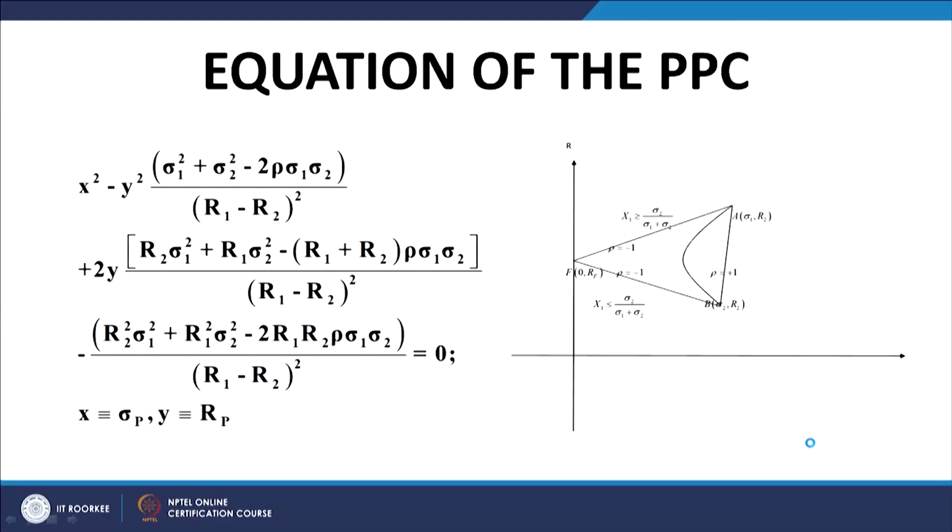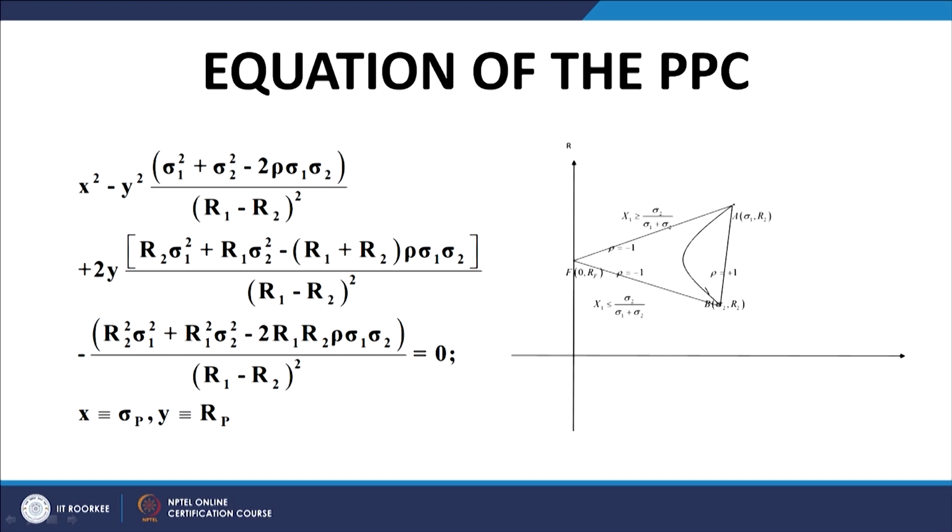It is a slightly extended equation, but this is what the equation is. Now, if you look at it carefully, it represents a hyperbola in risk return space. So, the geometric structure of this curve that we were talking about, the portfolio possibilities curve, is a hyperbola. Of course, you can see it in the diagram as well. This curved locus represents the portfolio possibilities curve.